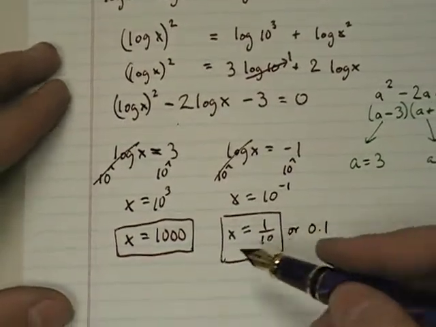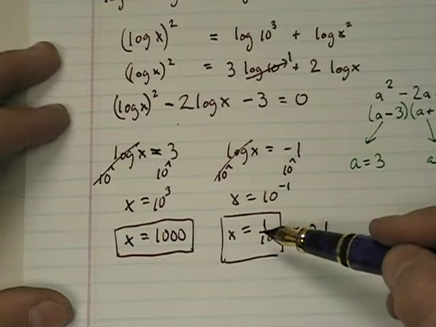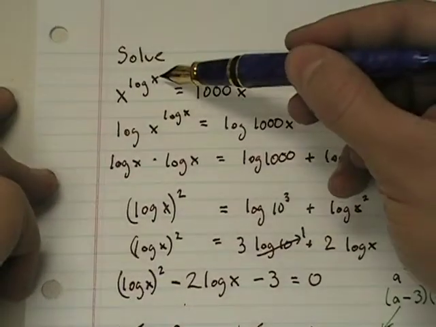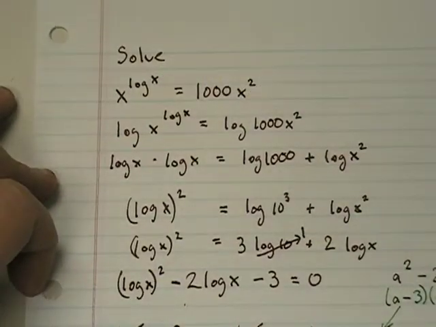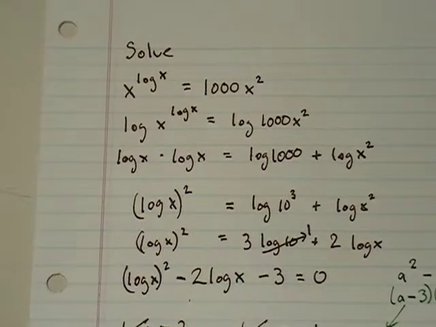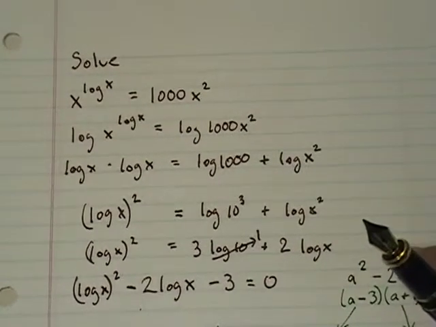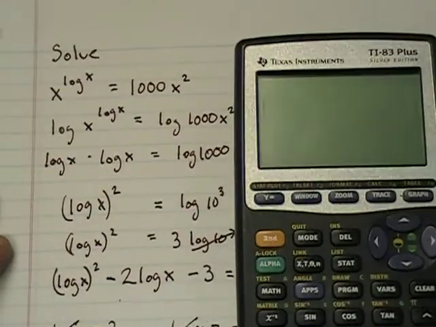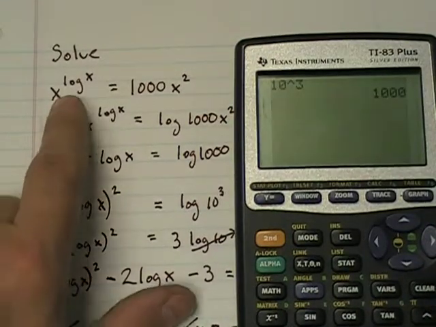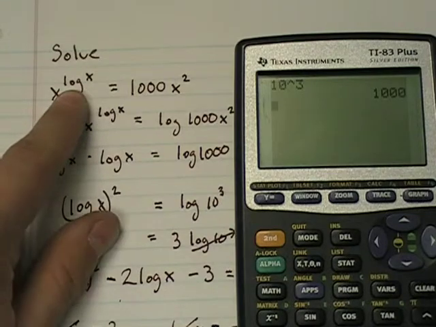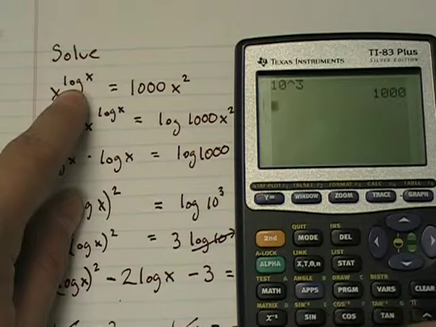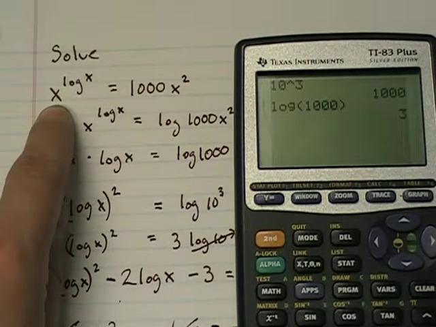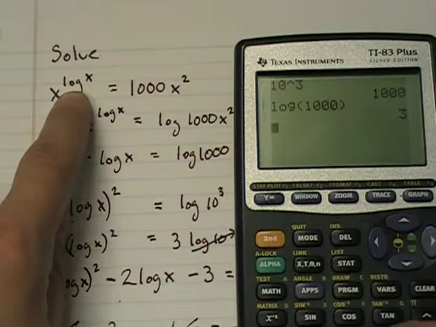Okay? And the last thing you could do is take these two answers and plug them back into your original equation and make sure that they both give you equality for both sides. Now, the way I like to do that is real simple, especially when we have a logarithm, is to use my calculator. So I'm going to take this side, and the first thing I'm going to do is try 1000. So I'm going to say log of 1000 equals 3, and then x raised to the third power.